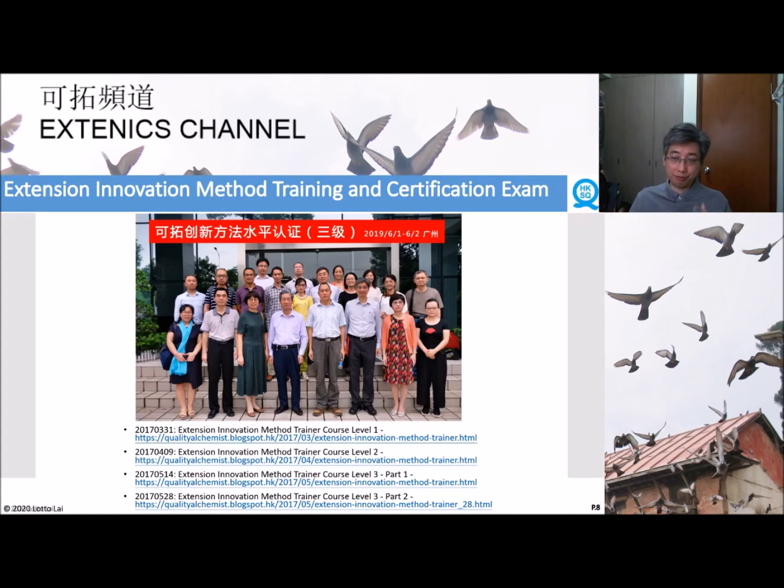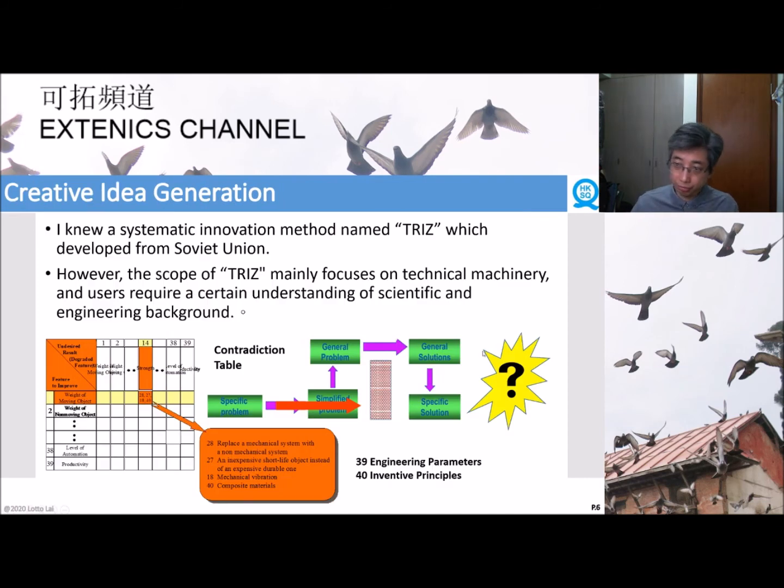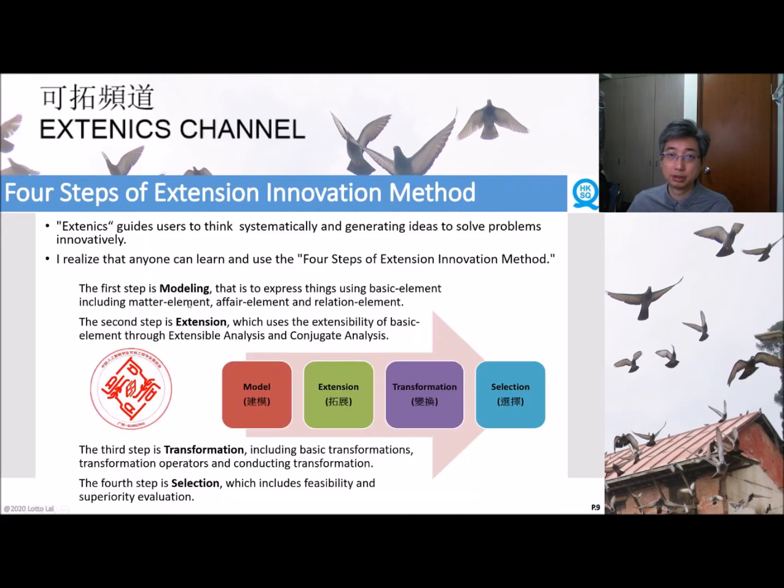I believe this method can fill this gap, because we have a systematic way from a general solution to a specific solution. Even if you reduce the scope to 3 or 4 inventive principles, you still need to work out how to embed them in your specific problem. And I believe the 4 steps of the extension innovation method can help. Extenics guides the user to think systematically and generate ideas to solve contradiction problems innovatively. I realize everybody can learn it and use it after you employ it.